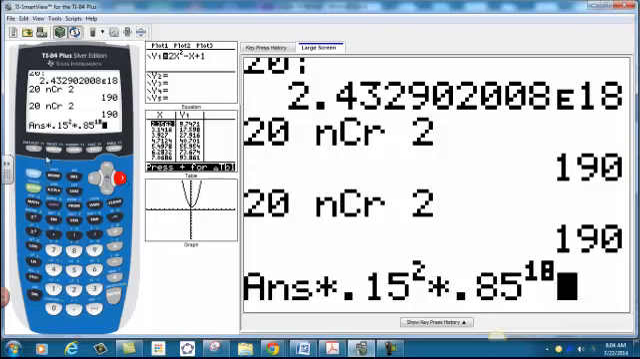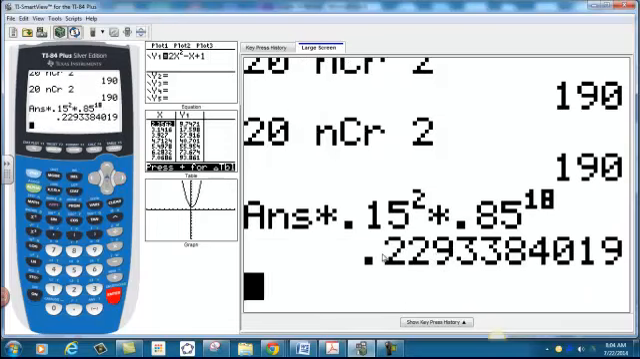And when you're using the 84, every calculator is a little bit different, but when you notice when I hit this exponent key, it raised it up. You just need to pay attention to where your cursor is at, so you know if you have to arrow over something to get your cursor down. And if I hit enter, there is my answer of 0.2293384019.